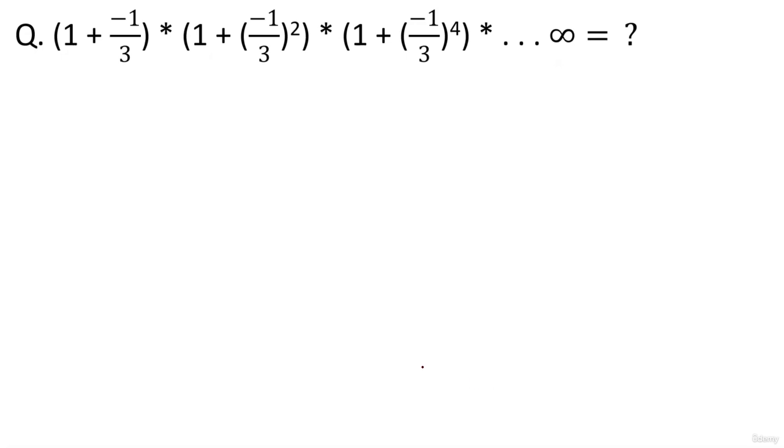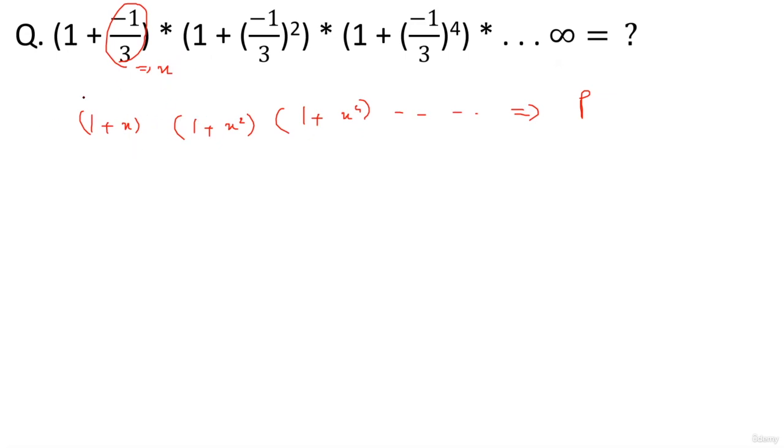Okay, guys. So what we'll do is we'll first of all put minus 1 by 3 as, let's say, equal to x, right? So this becomes 1 plus x into 1 plus x square into 1 plus x raised to 4, equal to, let's say, p. Suppose this is p. Minus 1 by 3 I have put as x. So we just need to simplify this part now.